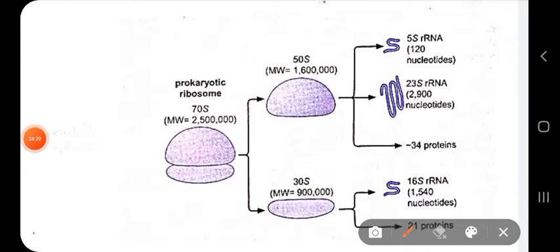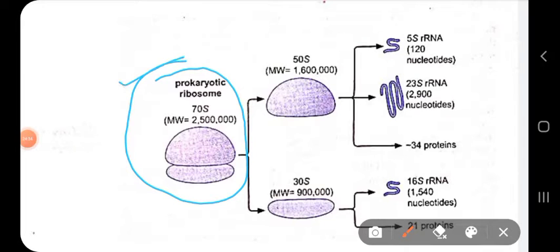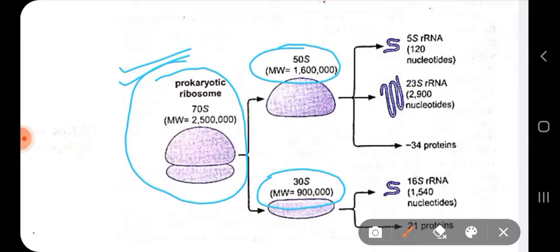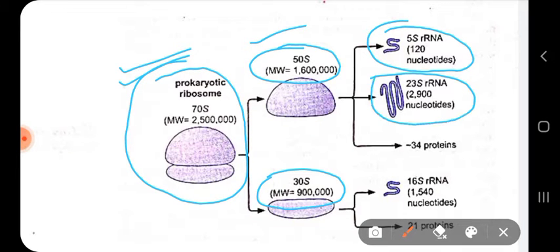You can see very clearly prokaryotic ribosomes are called 70S according to the sedimentation velocity. The large ribosomal subunit is called 50S, the small ribosomal subunit is 30S. Molecular weight has been mentioned here. The large ribosomal subunit, 50S, is composed of 5S rRNA and 23S rRNA, which is very important for peptide bond formation. This rRNA is involved in peptide bond formation during elongation of translation.